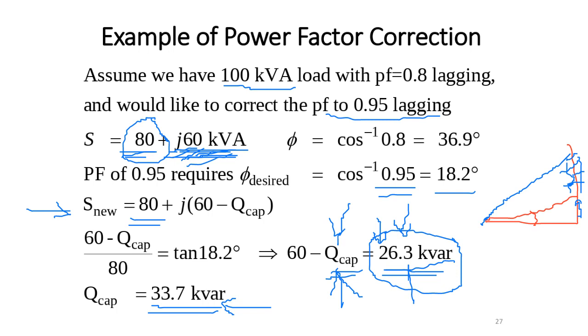So again, this part here, we do not change it. This part here, we must satisfy the load. So we still have 80 real power, and the rest here comes partly from the capacitor. All right, so this is clear, inshallah, for you.